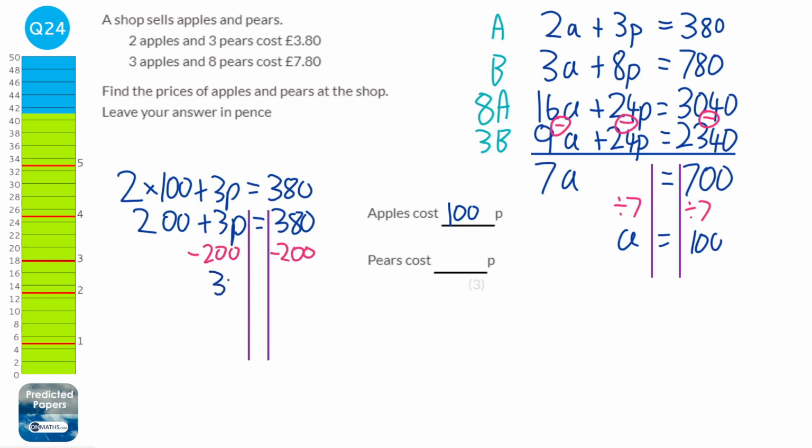So it's going to be 3p equals 180. And then we're going to just divide by 3 both sides. And we've got p equals 60. So a pear costs 60.